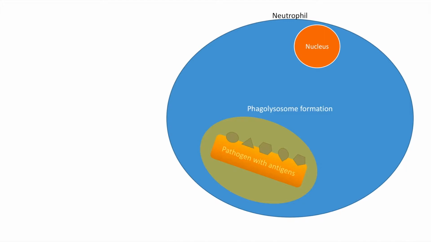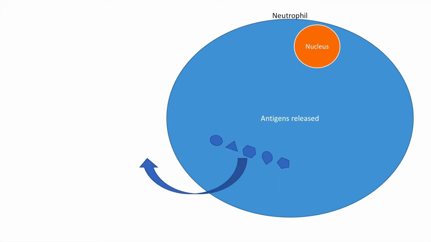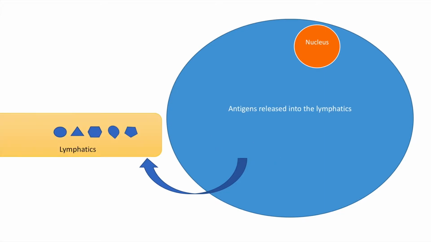Inside the neutrophil, the pathogen is associated with another structure, the phagosome, which on combination with the pathogen forms the phagolysosome as shown here. Inside the phagolysosome, there occurs release of hydrolases, nitric oxide, and reactive oxygen species. This results in killing of the bacteria. However, the antigens from the bacteria are released and carried away into the lymphatics.